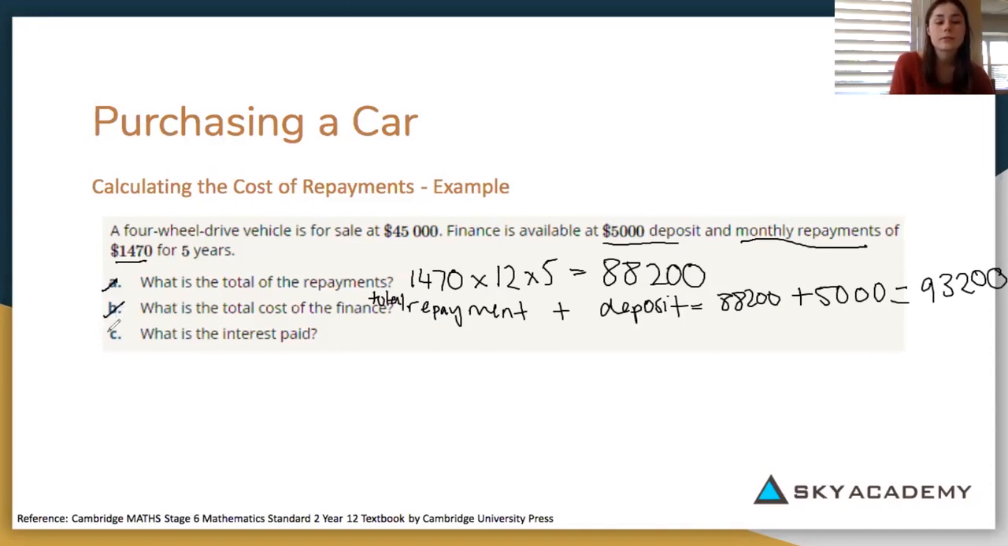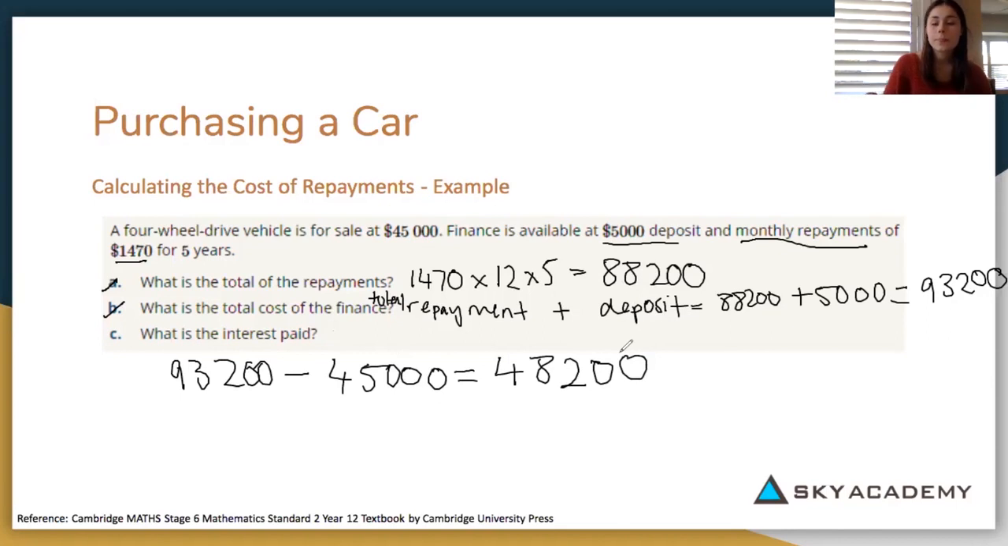So now if we get the total cost of the finance, 93,200, and minus the original sale price, we will find how much extra the person paid, and that's just how much interest they paid. And when you put that into your calculator, you get an answer of $48,200. So because they paid it over time and they didn't pay it up front, they paid a lot of money in interest. You could buy a whole other car with the money they paid in interest. And so it is better to pay for it up front. However, not everyone has enough money to pay for it up front, and that's why they borrow the time and pay it off in monthly or weekly repayments.